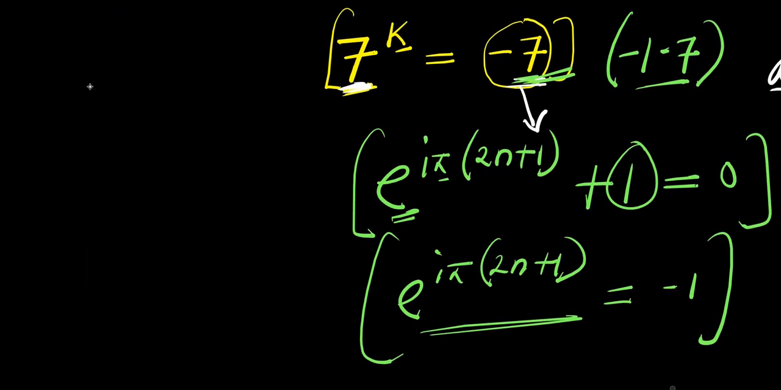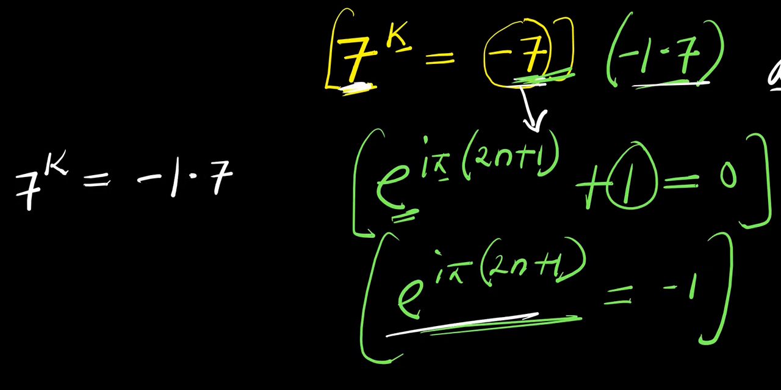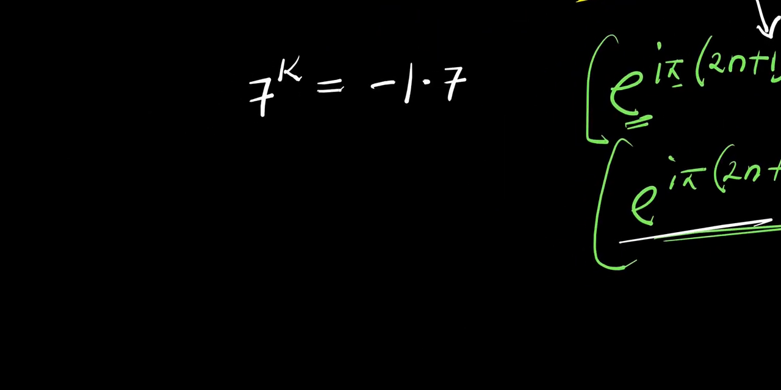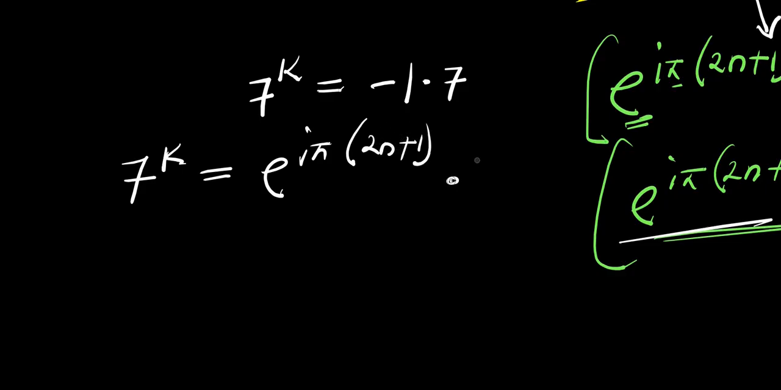That means you simply are going to have 7 power k equals, instead of -7, we have -1 times 7. And instead of writing -1, we write the whole of this. So we have 7 power k equals e to the power of i times pi, that is -1, times 2n plus 1, then we have times 7.